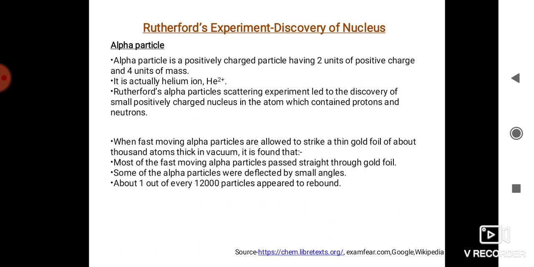Then some of the alpha particles were deflected from their path by small angles, and about 1 out of every 12,000 particles appeared to rebound. This means out of 12,000 alpha particles, one alpha particle came back on its own path. These were the observations of the Rutherford gold foil experiment.